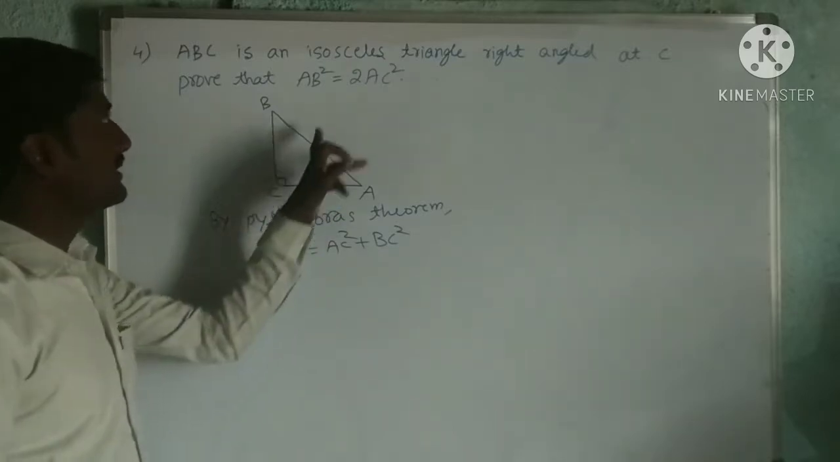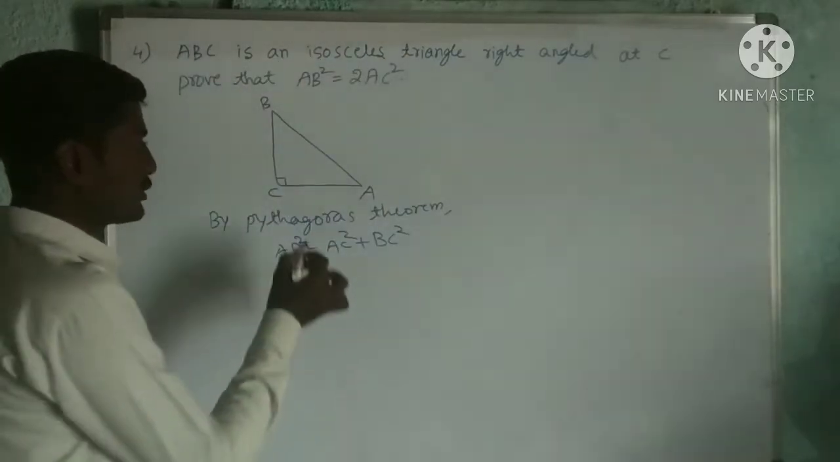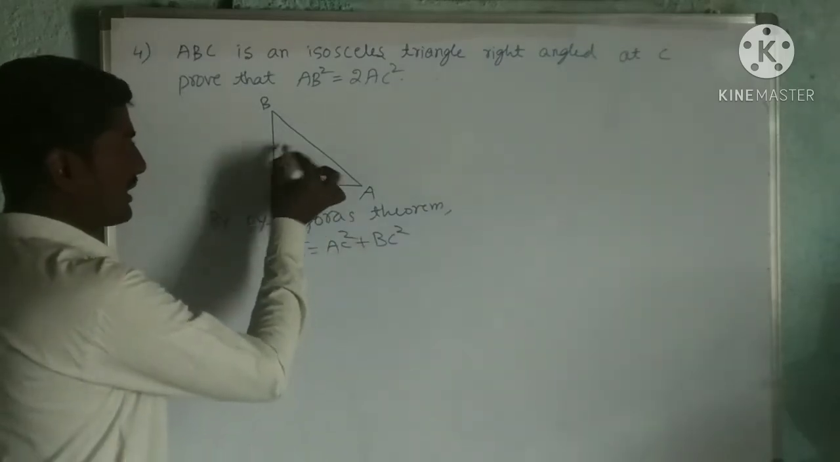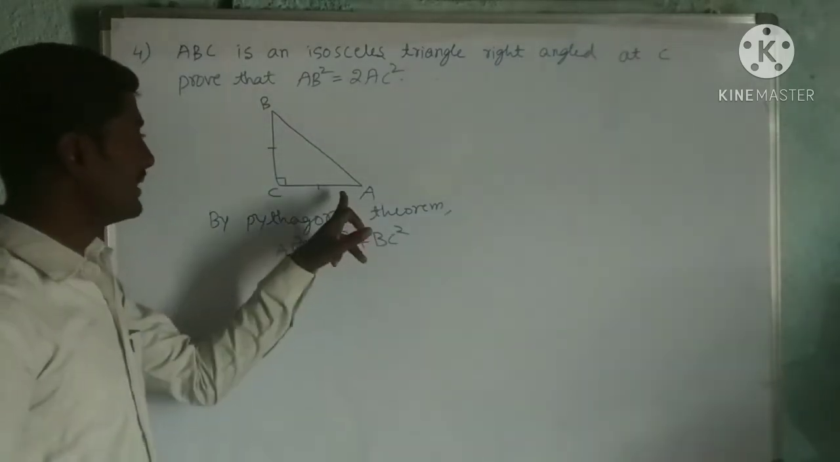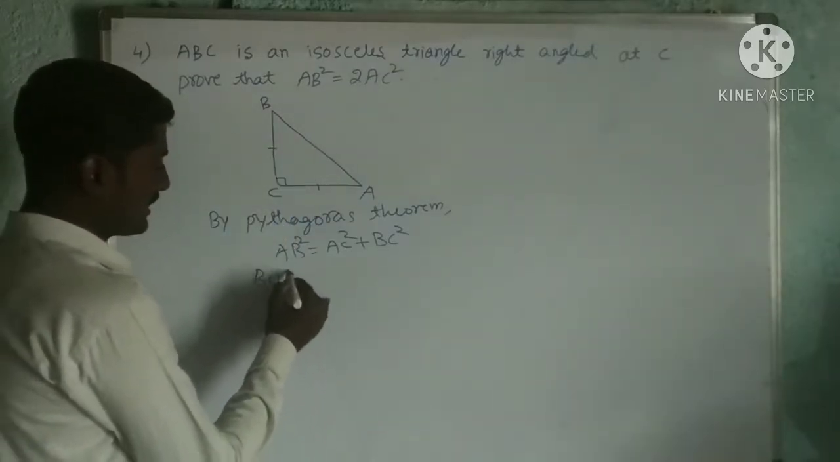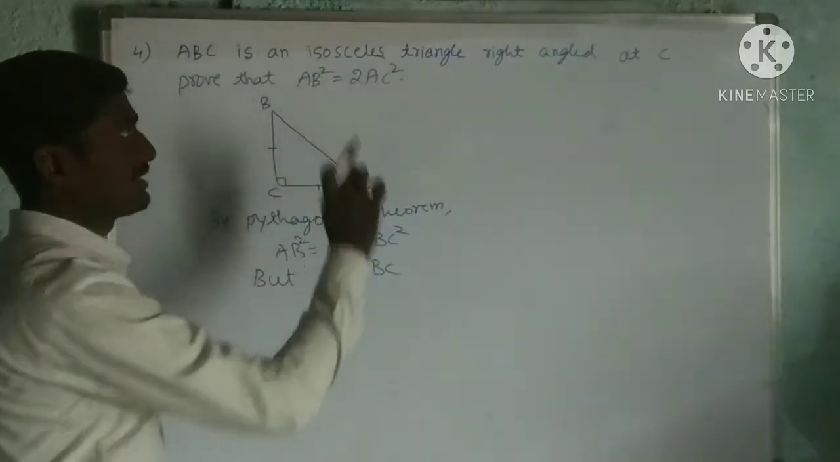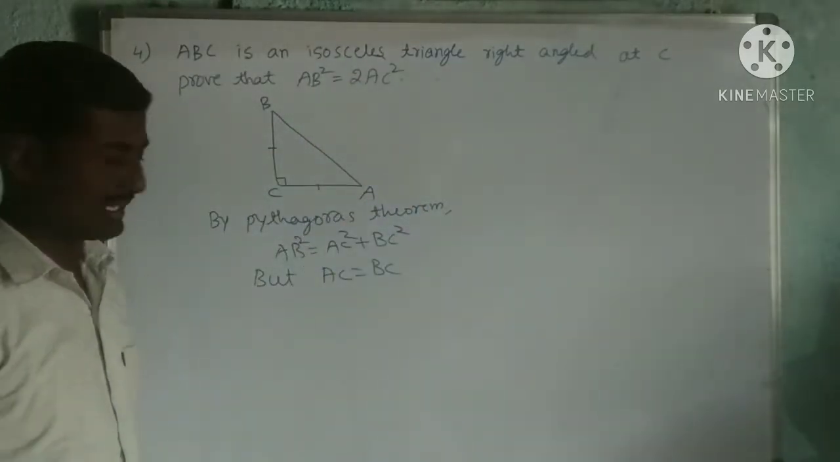Now they said that ABC is an isosceles right angled triangle. Isosceles means these two sides are equal, which means AC is equal to BC. They have given it, since it is an isosceles right angled triangle.